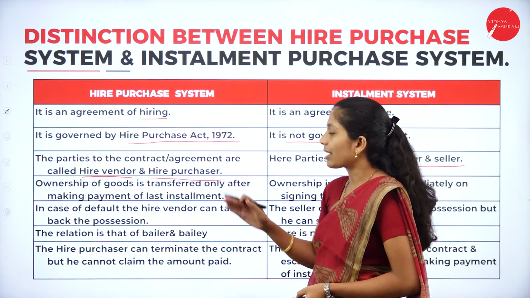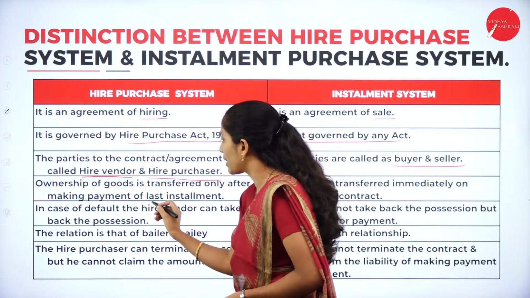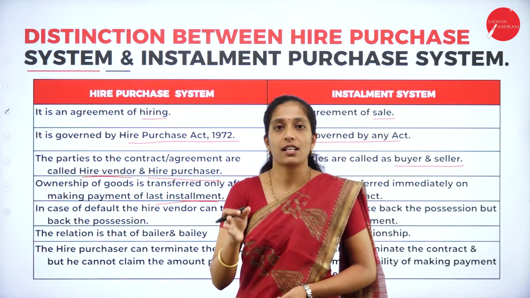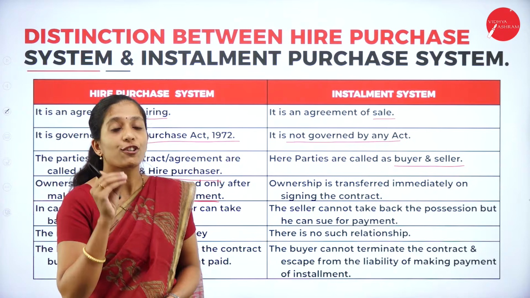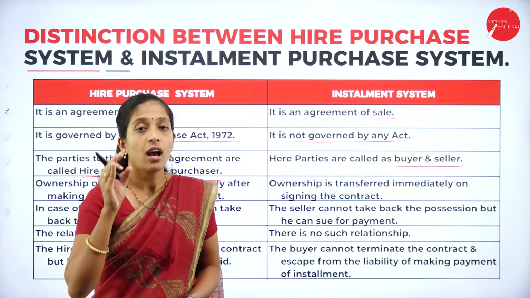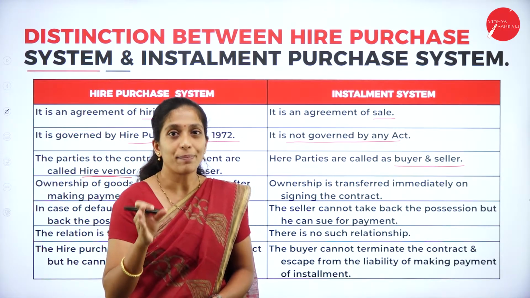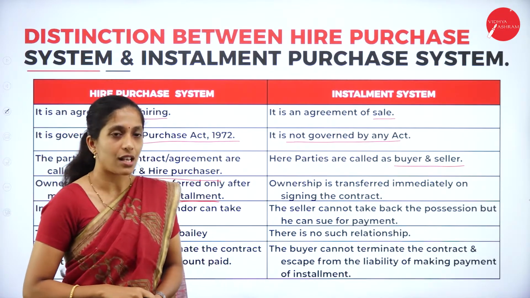Now coming to the next difference, ownership of the goods is transferred only after the payment of last installment. So this you know. So we have studied in your previous unit, right? So here under hire purchase system, ownership will be transferred from hire seller to hire purchaser after the payment of last installment. Only if the hire purchaser pays the last installment, then only the ownership transfers.